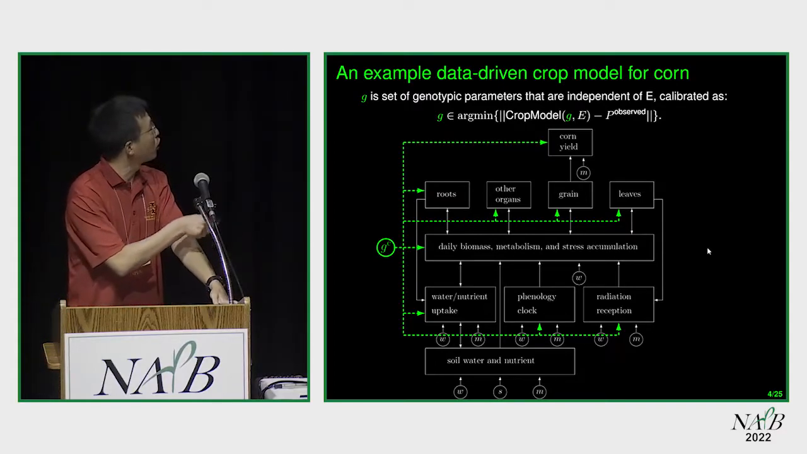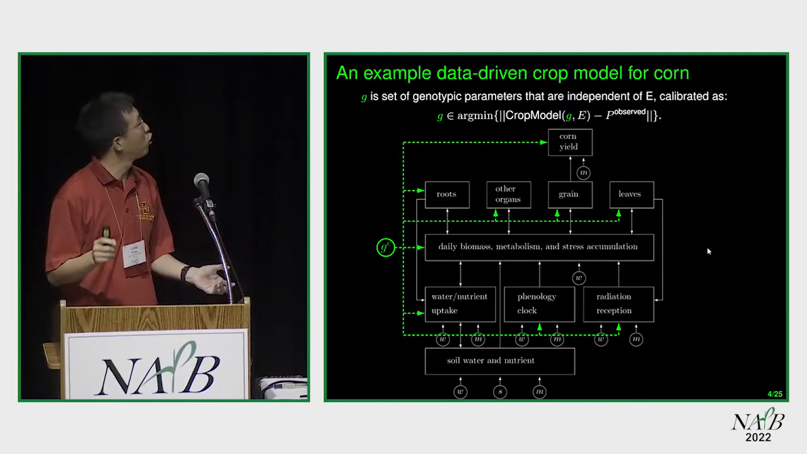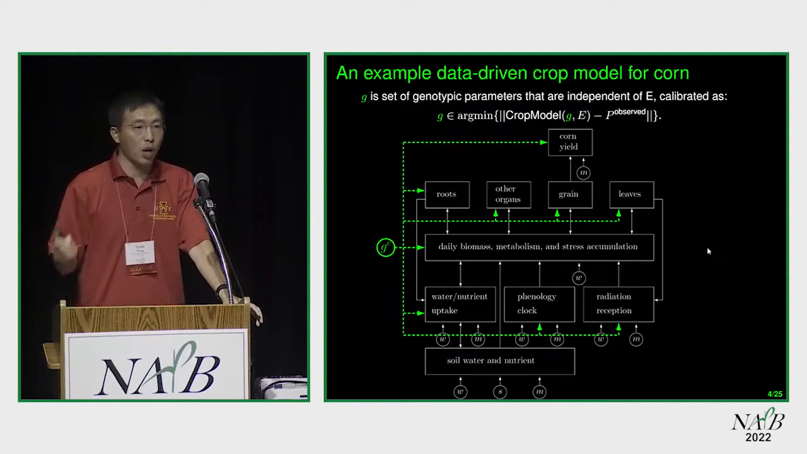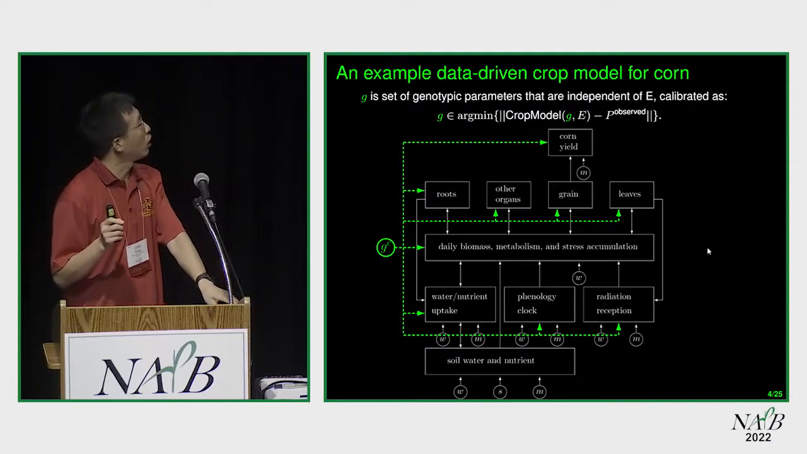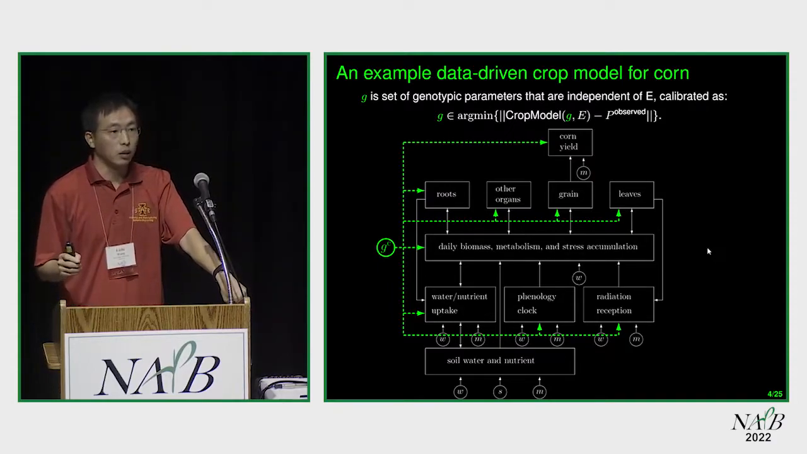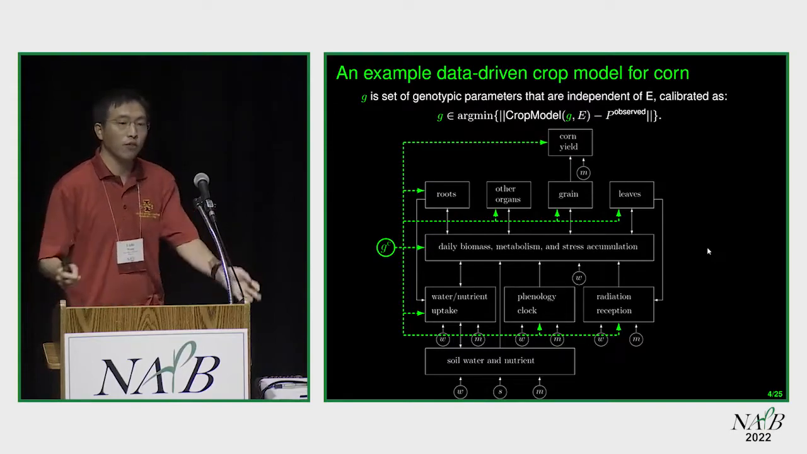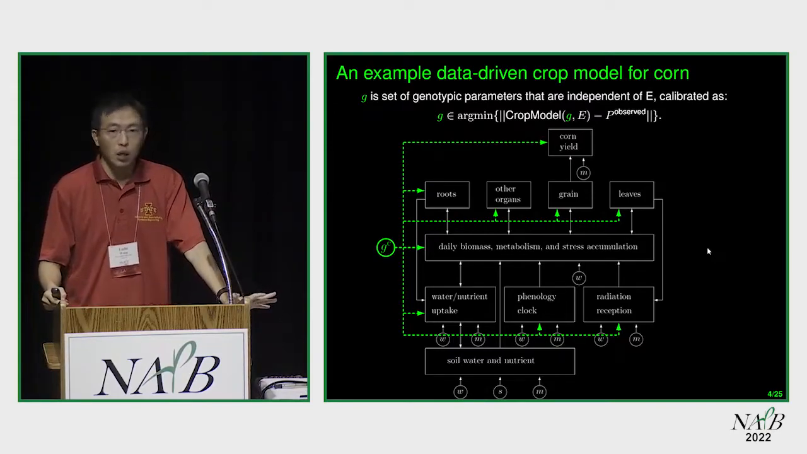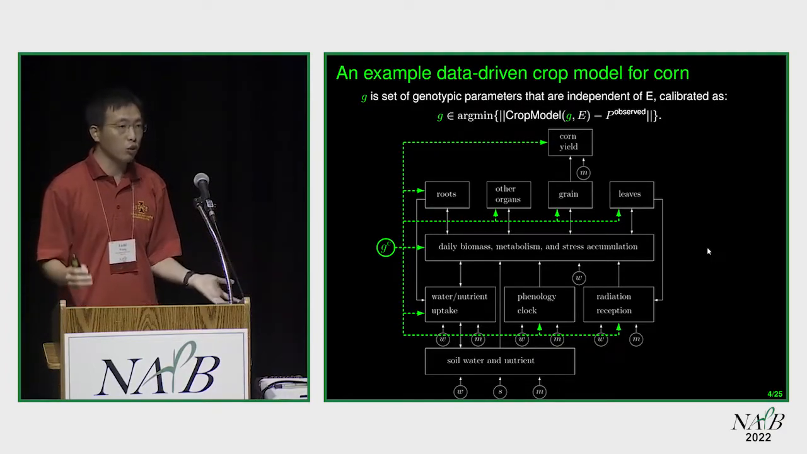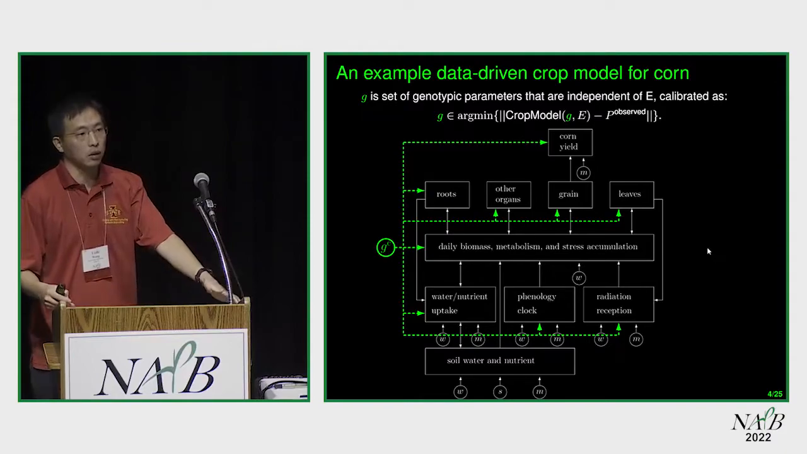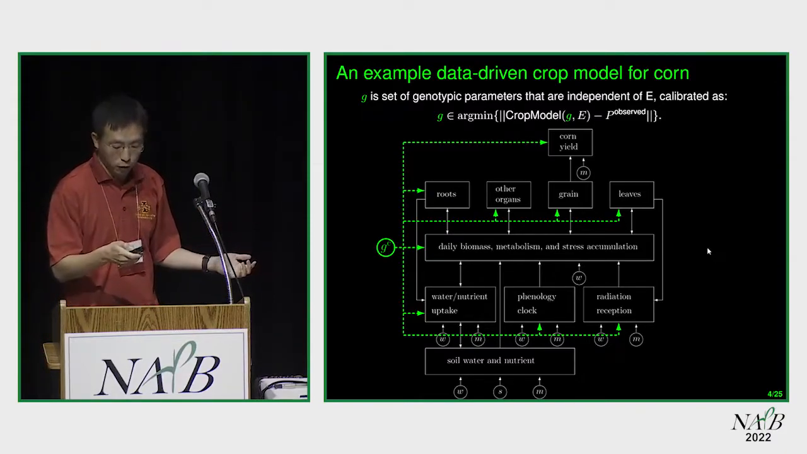I want to draw your attention to this G parameter. The G parameter represents the set of genotypic parameters that are fundamentally determined by genotype, not determined by the environment. This is very useful, especially for breeding purposes, because you may have a new variety that gives you really good yield, but you are not sure if the high yield is because of genetic superiority or because of a better environment.